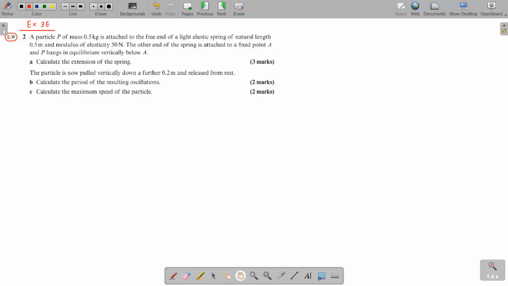Okay, so we'll now move on to question number 2 in exercise 3E. We'll practice with more questions on vertical oscillation in simple harmonic motion.